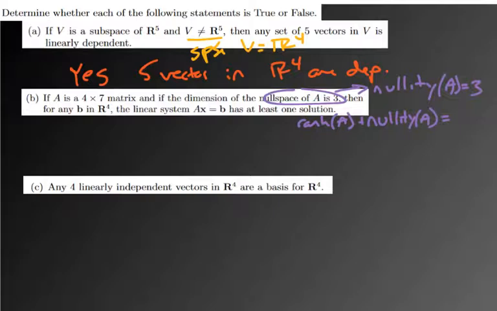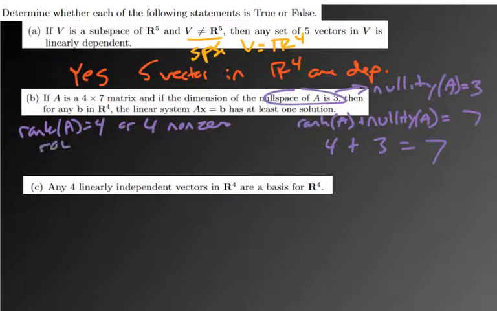It's saying that the stuff that gets mapped to 0 and the stuff that gets transferred through the transformation have to add up to where you land, right? So it has to add up to 7. So 4 plus 3 is 7. I love writing these kinds of equations in a college course. And so this matrix A has rank 4, or 4 non-zero rows.